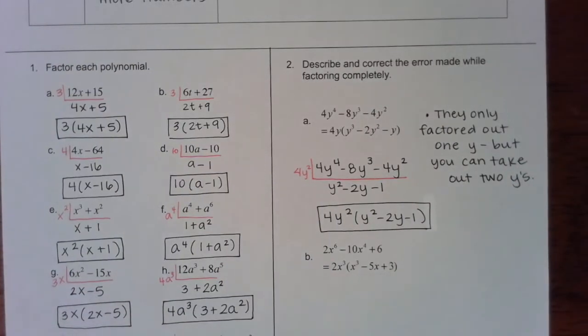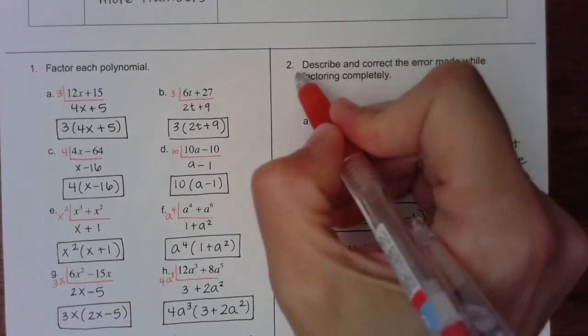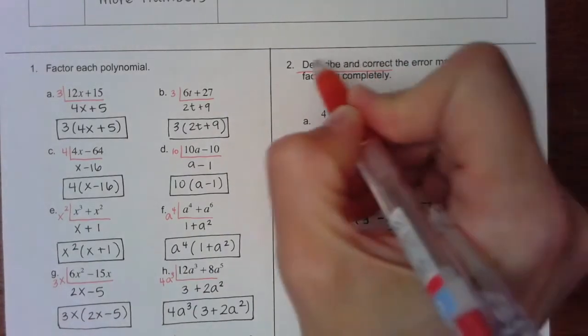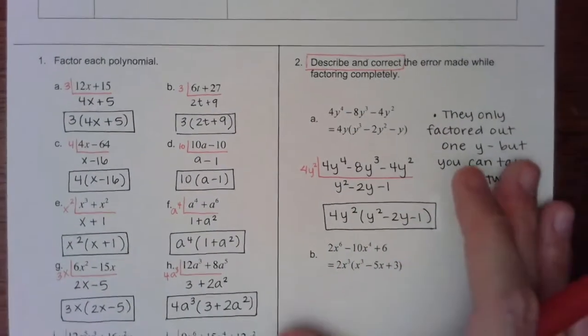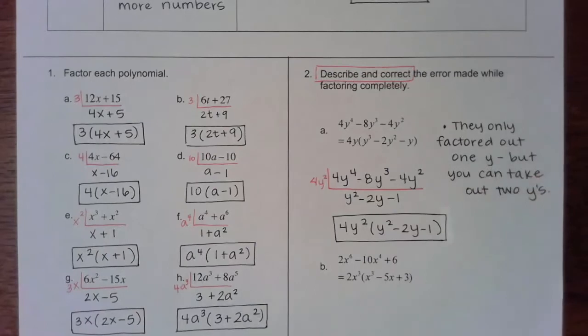On question number 2, it says to describe and correct the error made while factoring completely. Just a point, anytime it says describe and correct, that means that they're wrong. It would say if possible, or if there is an error, or say there is no error, if it was possible that it would be right. But on this one it's not possible that they did it correctly. So you're expecting there to be an error.